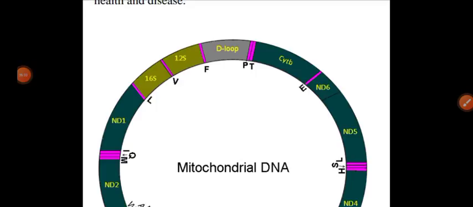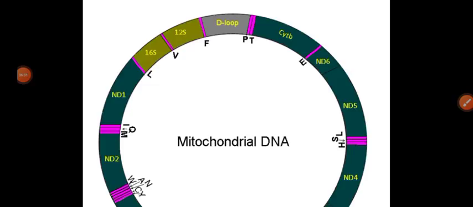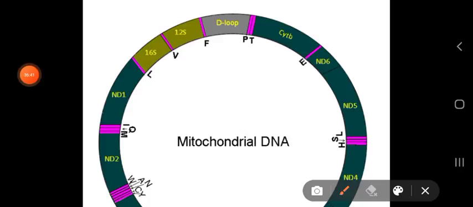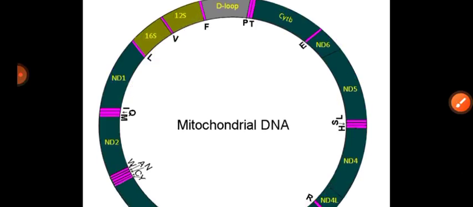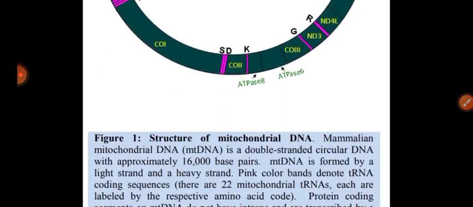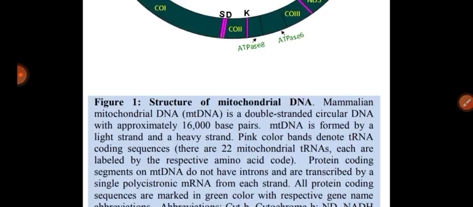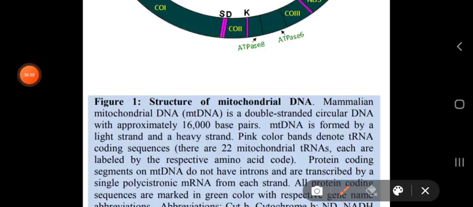Here you can see different regions. We can see dark green, gray regions, pink regions, and something written also here. What these represent, we will see here at the bottom. This is the structure of mitochondrial DNA taken from a Google source. What is written here: mammalian mitochondrial DNA, also called mtDNA.